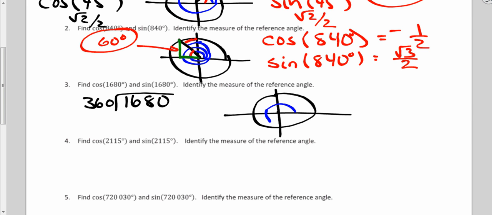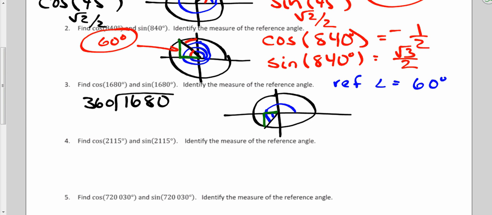What's my reference angle? Remember, reference angle is from the ray to the nearest x-axis. So it's 60. So my reference angle equals 60. What is my sine and cosine of this angle?